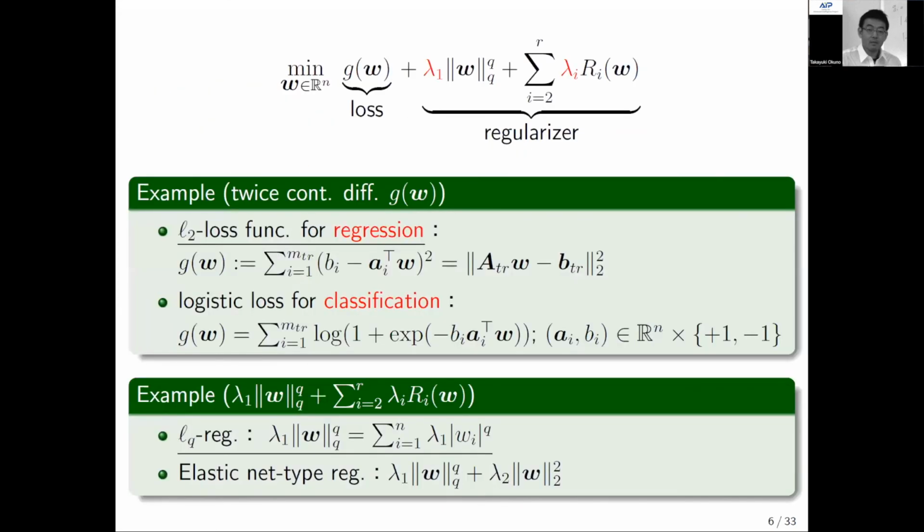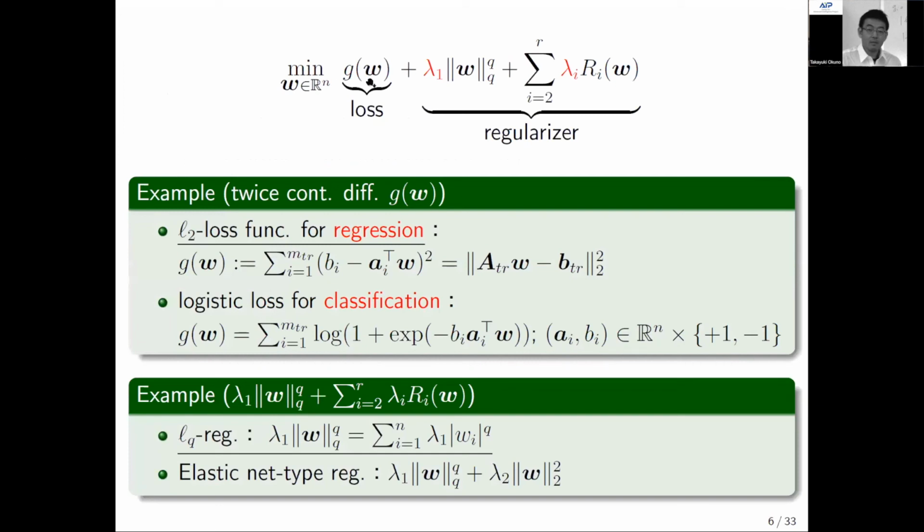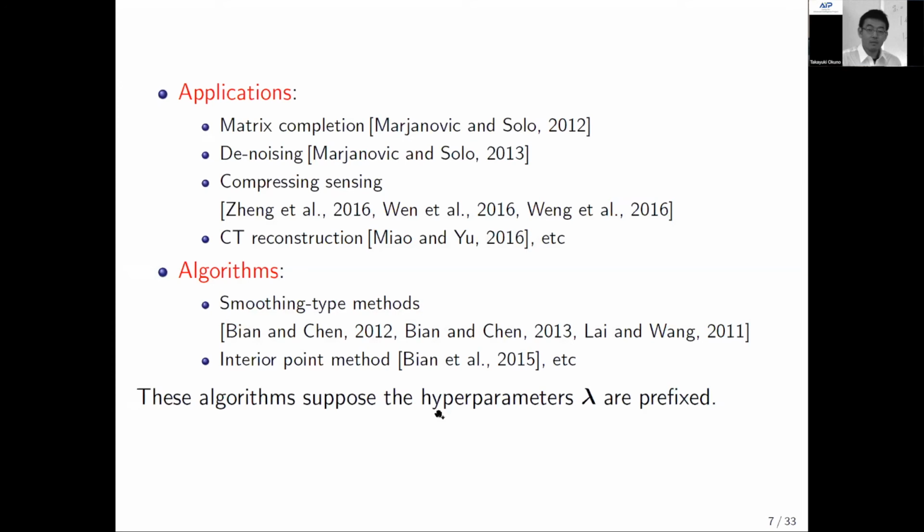This problem is regarded as very important by many researchers, because there are applications such as matrix compression and denoising, compressed sensing, and CT reconstruction. For such important applications, there are many algorithms, for example smoothing type methods combined with popular algorithms such as SQP methods and the interior point method, and so on. These algorithms suppose the hyperparameter lambda is prefixed. These algorithms are developed assuming lambda is previously given.